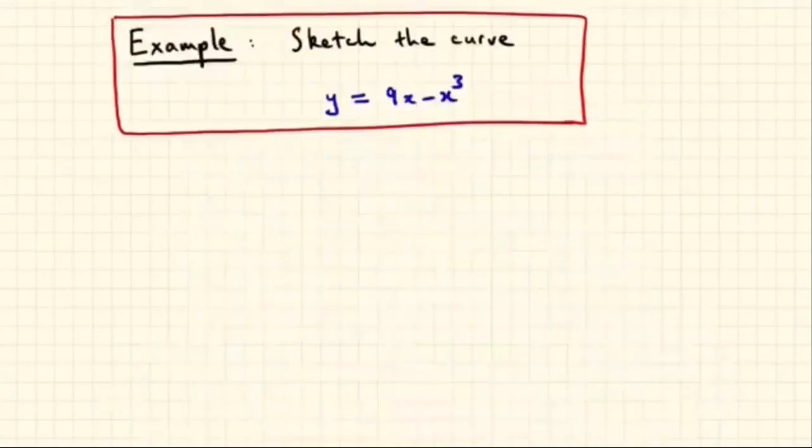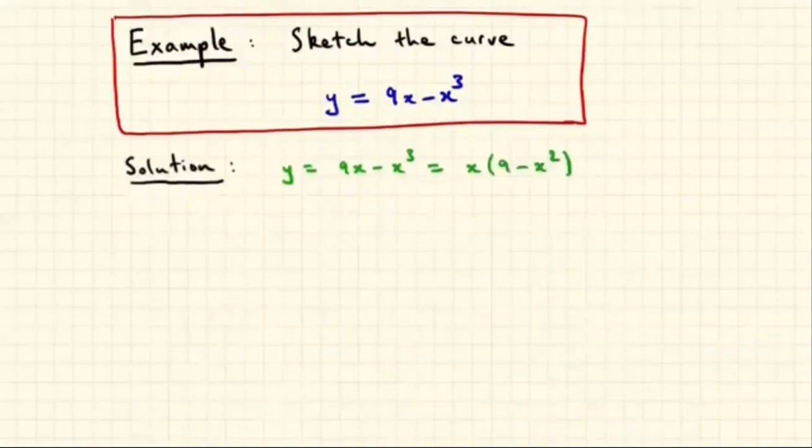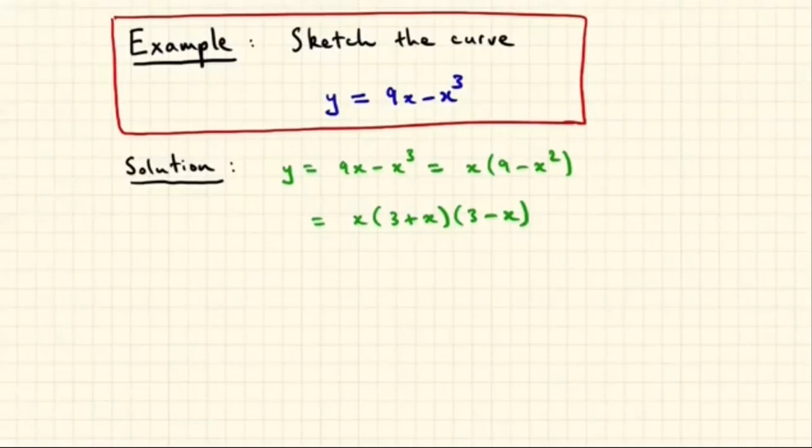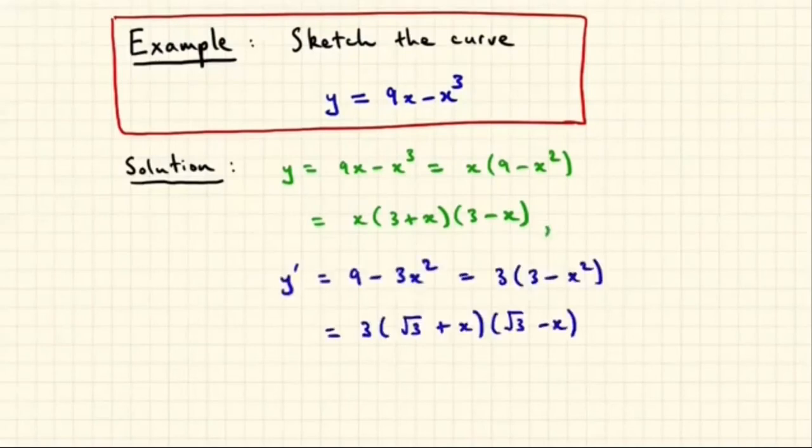To see how this works, let's sketch the curve y equals 9x minus x cubed. Let's first factorize. This will be useful in just a moment for detecting x-intercepts. The first derivative equals 9 minus 3x squared, which again can be factorized to give us what we see here.